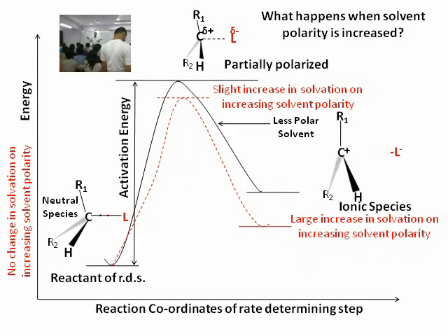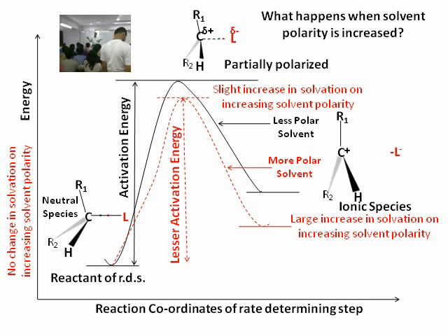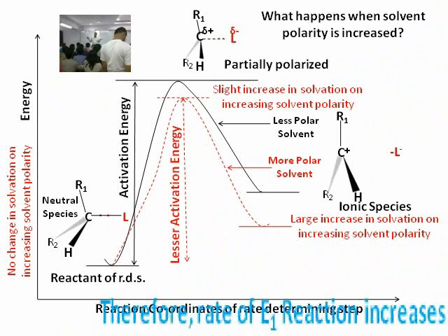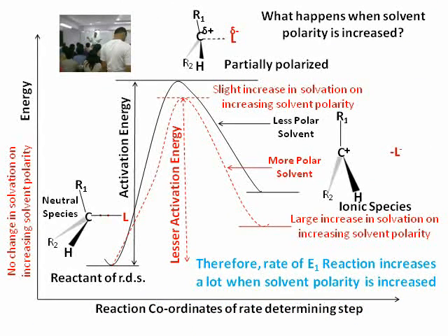This is the energy diagram, energy profile for the reaction in more polar solvent. So this is more polar solvent where activation energy will be decreased. Therefore, because of decrease in activation energy, rate of E1 reaction increases a lot when solvent polarity is increased.